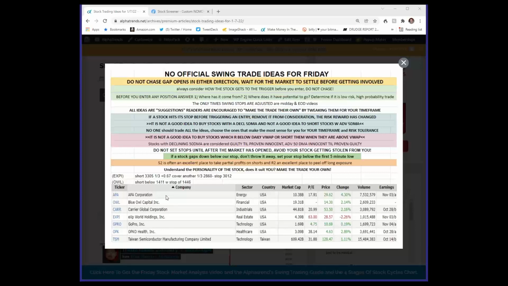Do you want to trade it for 3 cents? No, of course you don't. So maybe instead you adjust it to daily S3 or you don't take the trade. It's always about risk reward, and you have to have a little bit of flexibility. So these little guidelines are on here every single day.